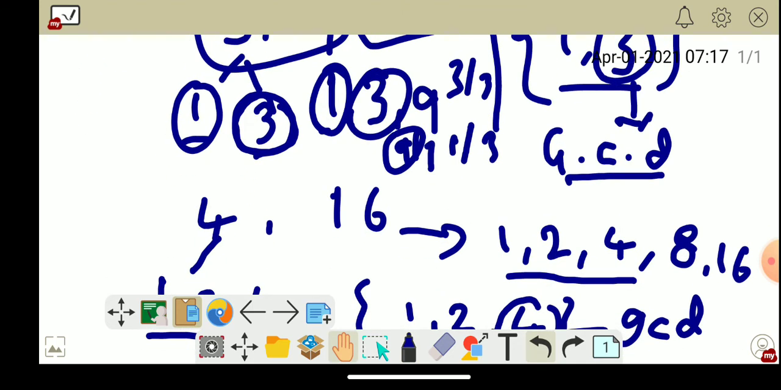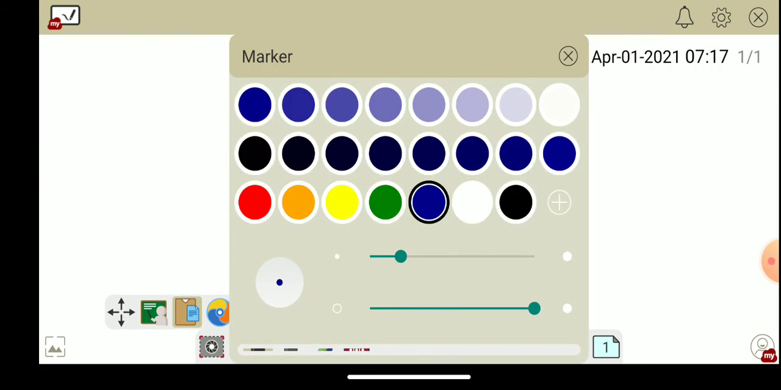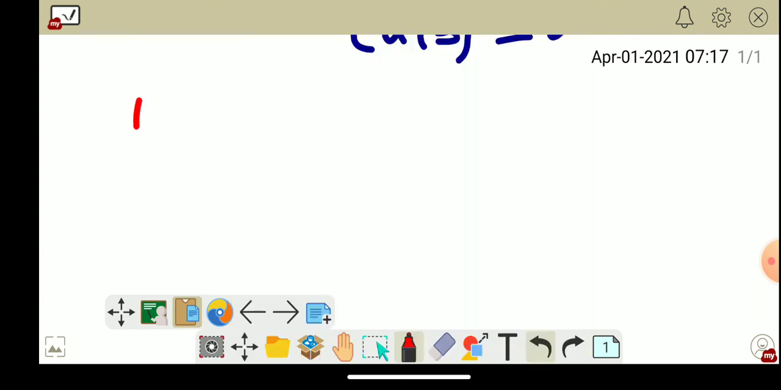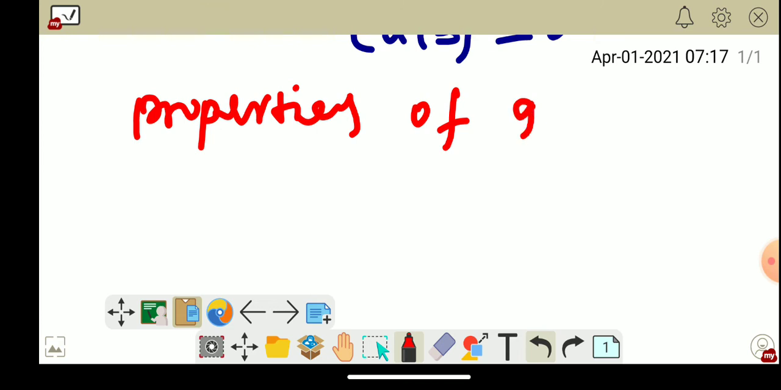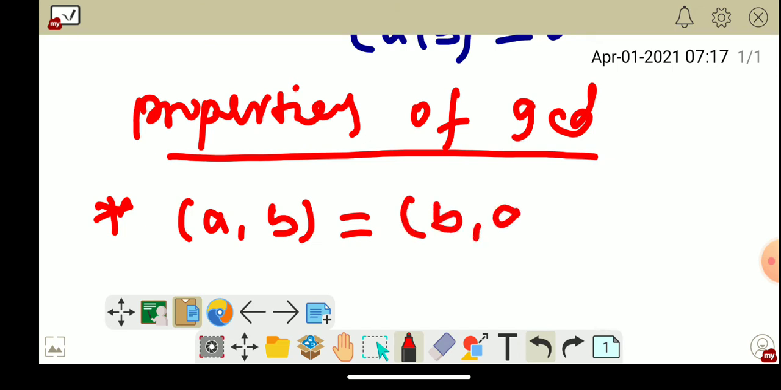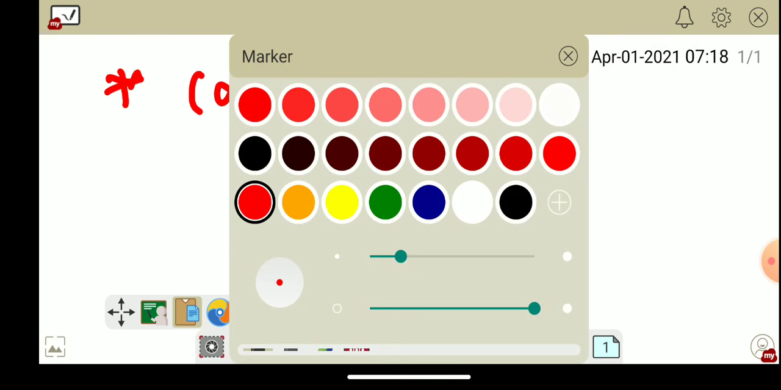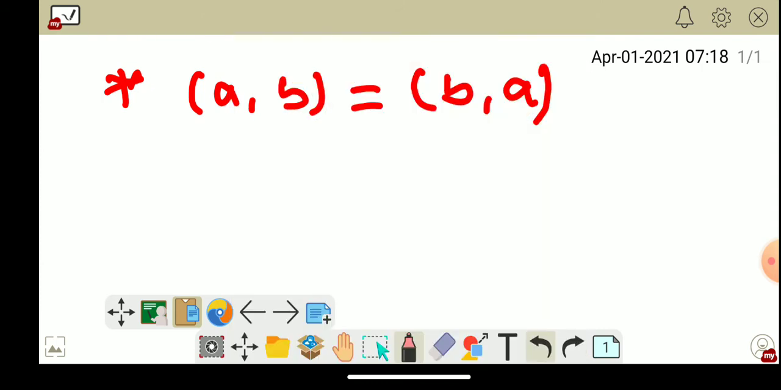Next, the properties of GCD. Here the first property we can take: GCD of (A, B) is equal to GCD of (B, A).